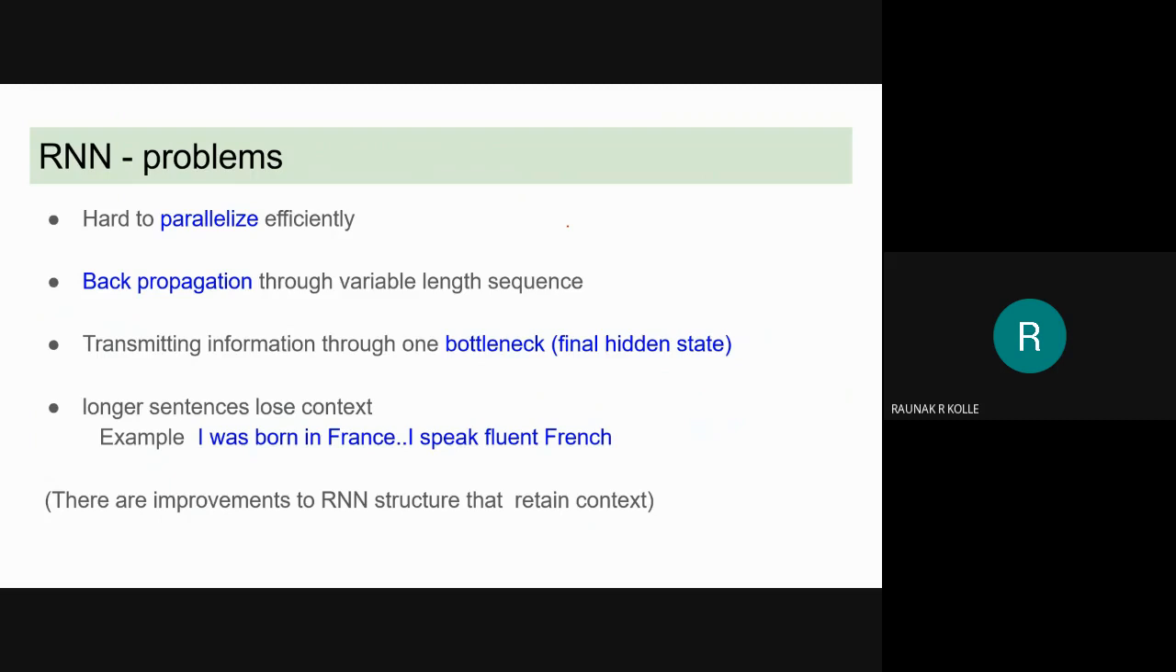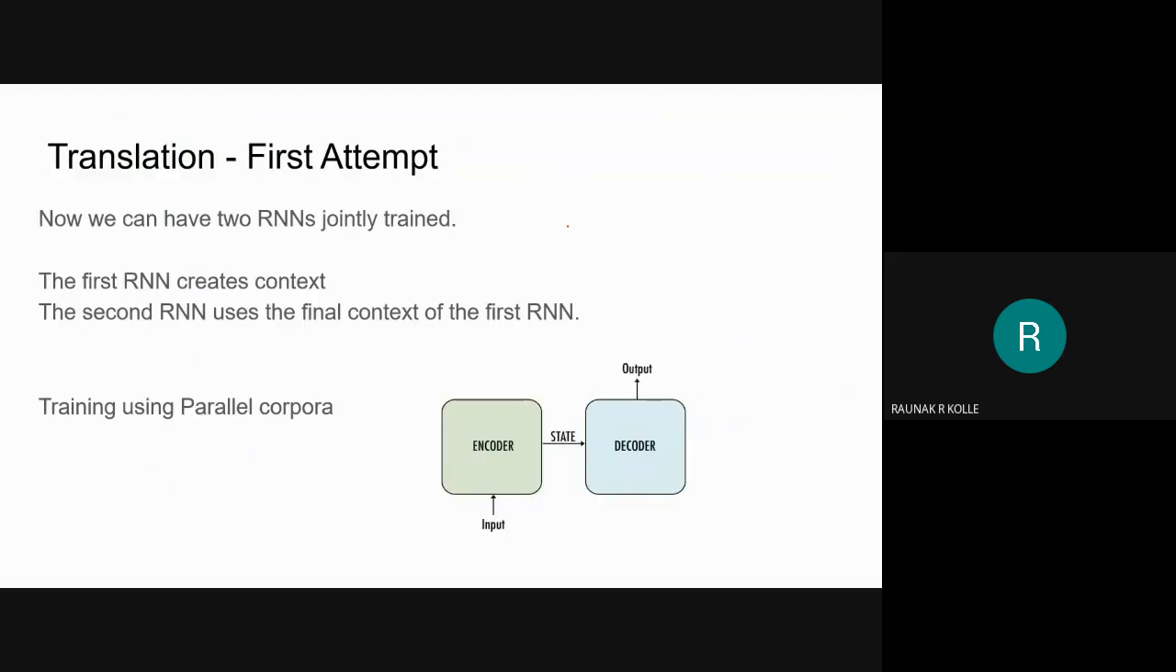Longer sentences lose context. For example, I was born in France to I speak fluent French. There are improvements to RNN structure that retain the context. The first attempt at translation was done by recurrent neural networks, in which it first creates the context and then uses the final context of the first RNN. Training by using the parallel corpora. The input is given to the encoder and which takes it to the decoder and then the output is formed.